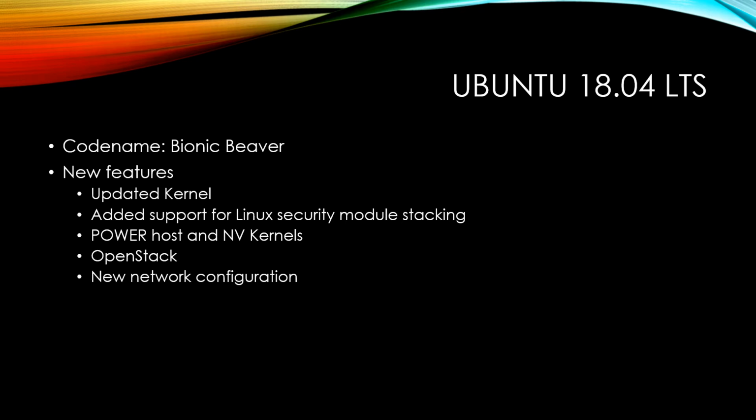The next operating system we're going to talk about is Ubuntu 18.04 LTS, codenamed Bionic Beaver. Some of the new features included in this version that weren't included in the last version are an updated kernel to the 4.15 based Linux kernel. It also has additional support for Linux security module stacking, the signing of PowerPC and NV kernels. It includes Queens release of OpenStack, and it has a new network configuration via netplan.io.